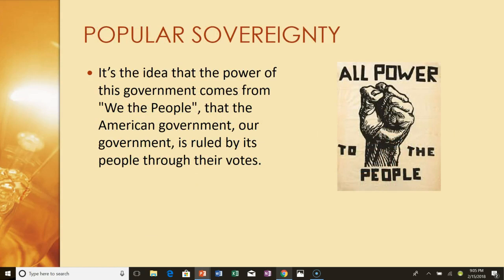Popular sovereignty, this idea that power comes from the people, meaning people get out and vote. People are motivated and want a certain candidate or a certain policy. It will happen, but it's popular sovereignty, meaning rule, reign, okay? You know what popular means, reign. Rule comes from the people. Primarily voting is the tool to achieve popular sovereignty. If you're apathetic and you don't vote, you've lost your popular sovereignty.